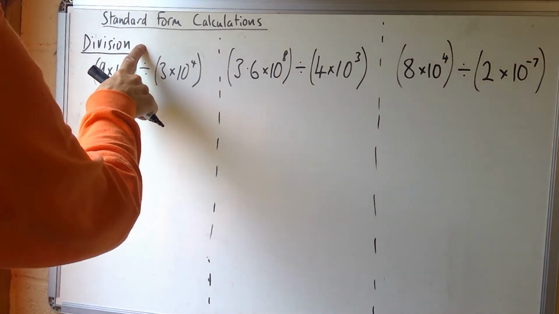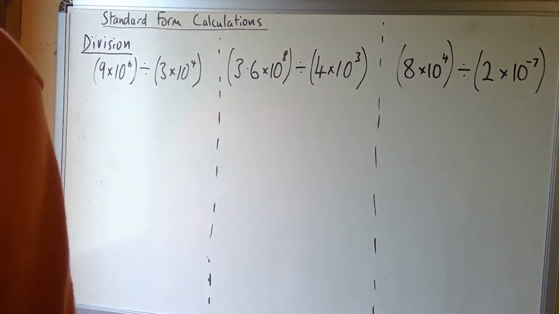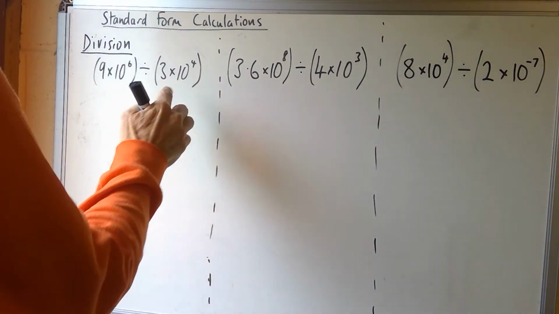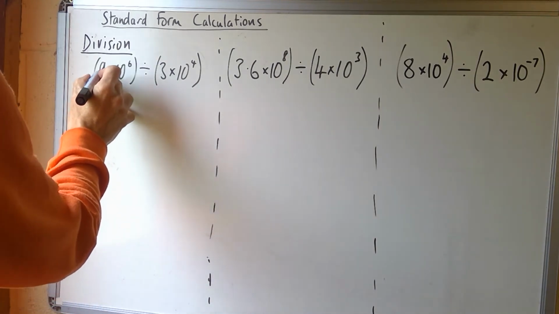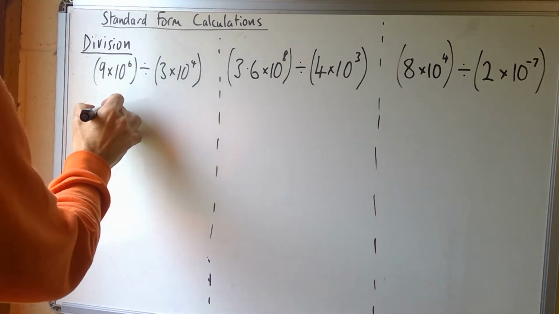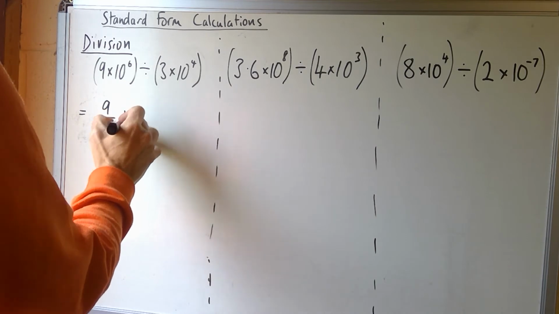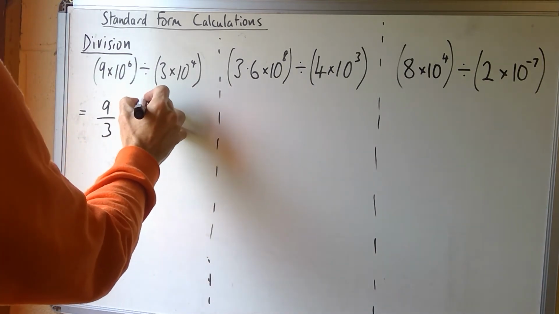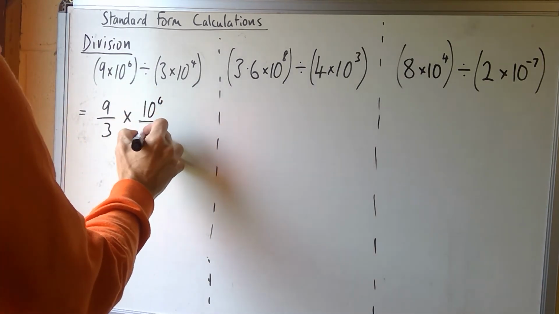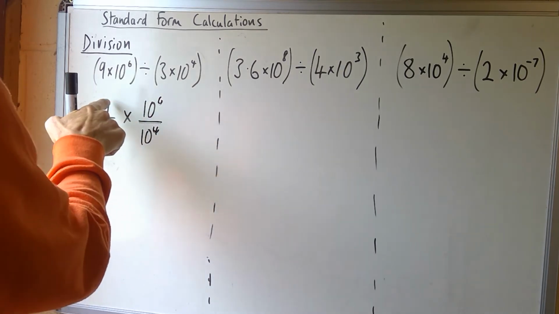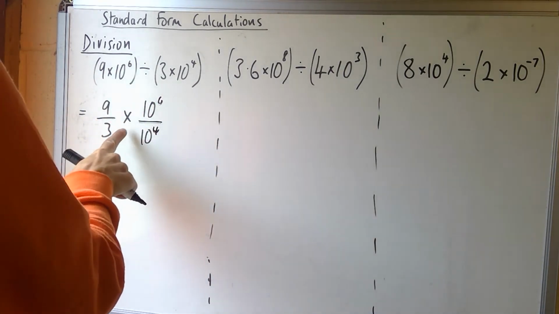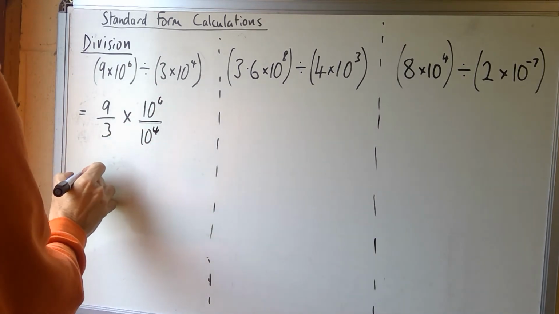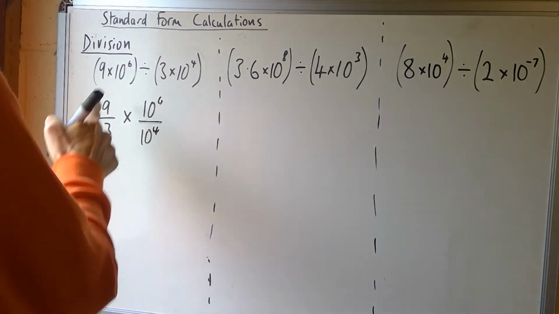Okay, we're now going to move on to division, and I've got three examples again. I'm going to rewrite these as fractions because the division is just a fraction. So I've taken the number part, 9 over 3, and then the power part, because I've multiplied by 10 to the 6 and 10 to the 4. So that's the first number there, 9 times 10 to the 6, and I'm dividing by 3 times 10 to the 4.